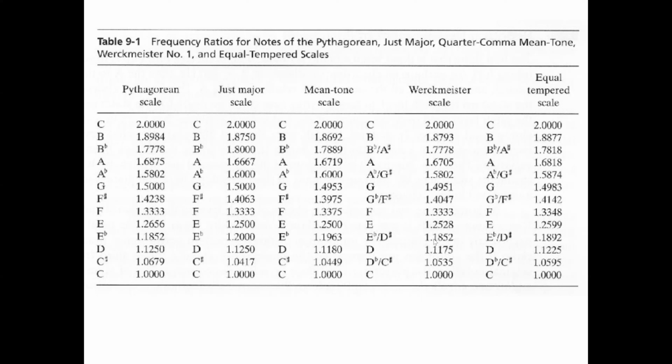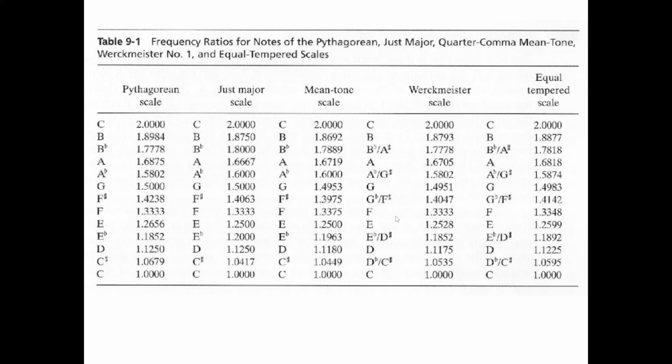So if we come over to Werkmeister, our third is only slightly sharp. It's just barely sharp. Our G is actually slightly flatter than the mean tone scale, but C to G is still pretty close to true. It's just a little bit off, and it's probably not something that qualitatively you would hear very well.